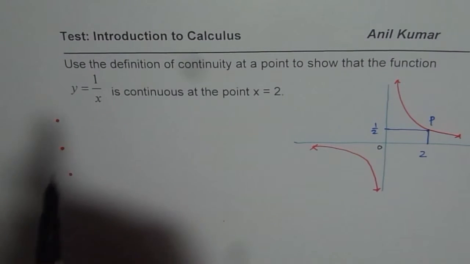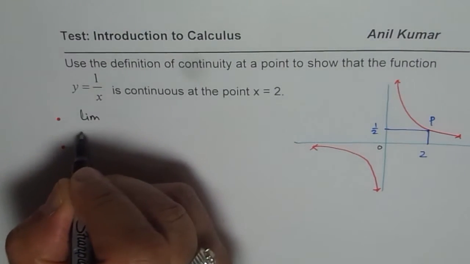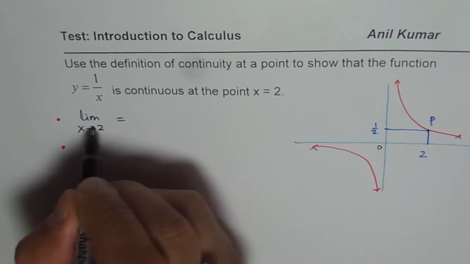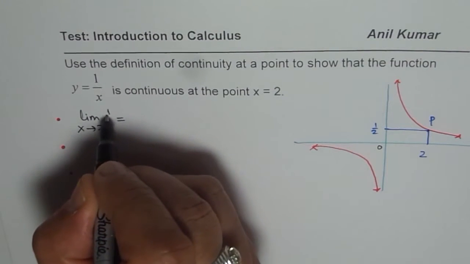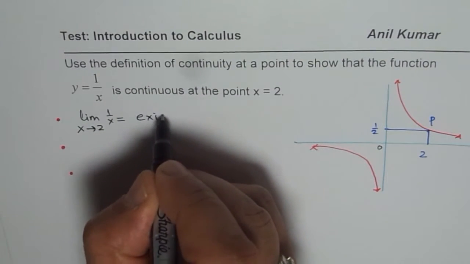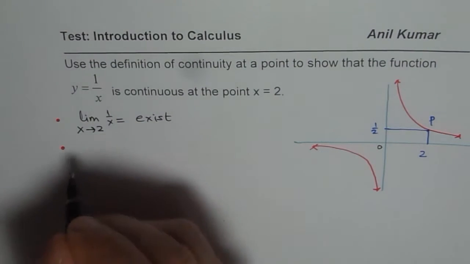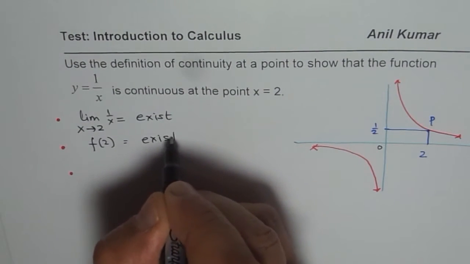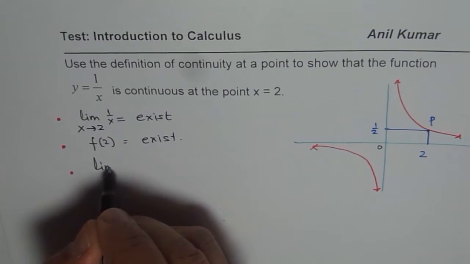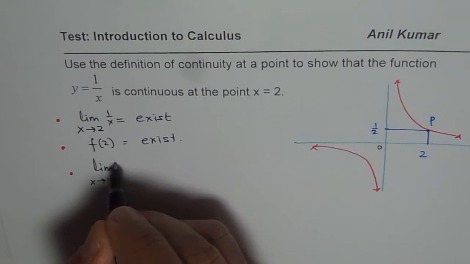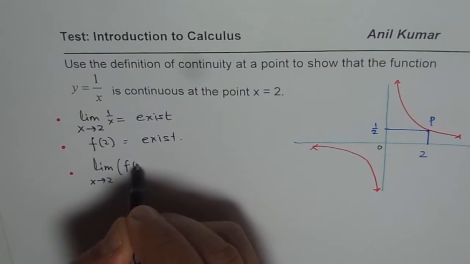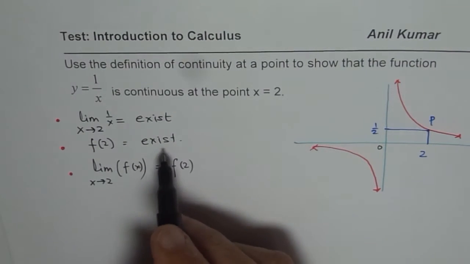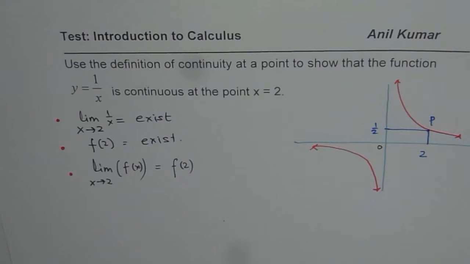First one is that the limit of the function, as you approach the point 2, should be valid. So the limit of this function, which is 1 over x, should exist. That is the first thing. Second thing is the value of the function at 2 should exist. And the third thing is that the limit as x approaches 2 of f of x, or even 2, should be equal to the value of the function. So these two should exist and they should be equal. This is what we really want to prove, correct?